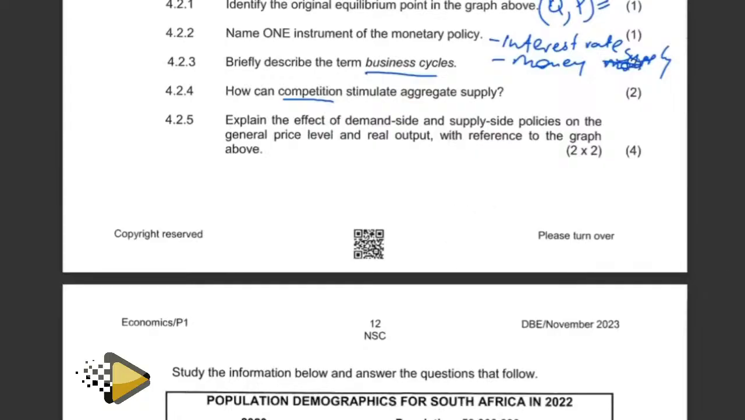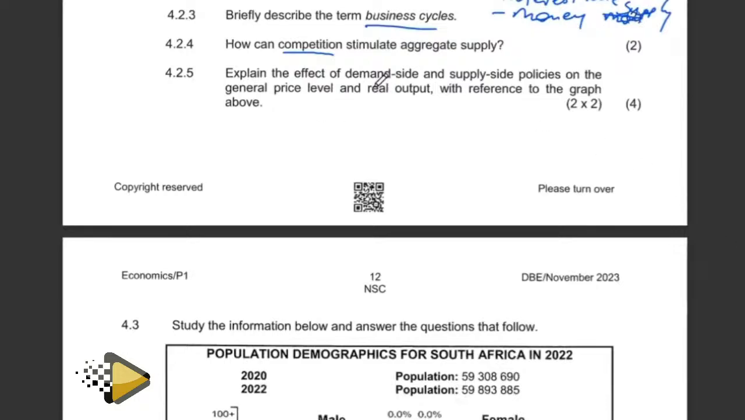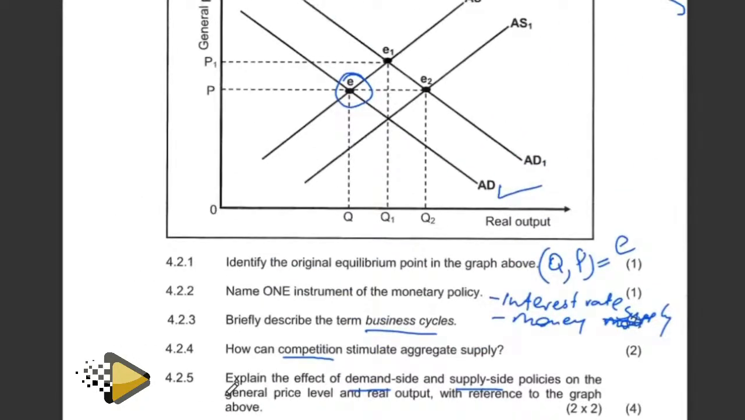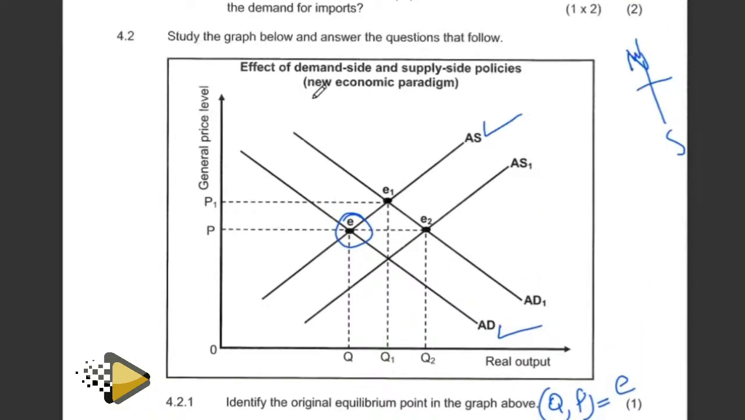4.2.5 reads as follows: explain the effect of demand side and then supply side policies on the general price level and the real output with reference to the graph above. Okay, right. So now the question wants us to give the explanation. Explain the effect of demand side and supply side policies on the general price level and real output with reference to the graph above. Okay, right.